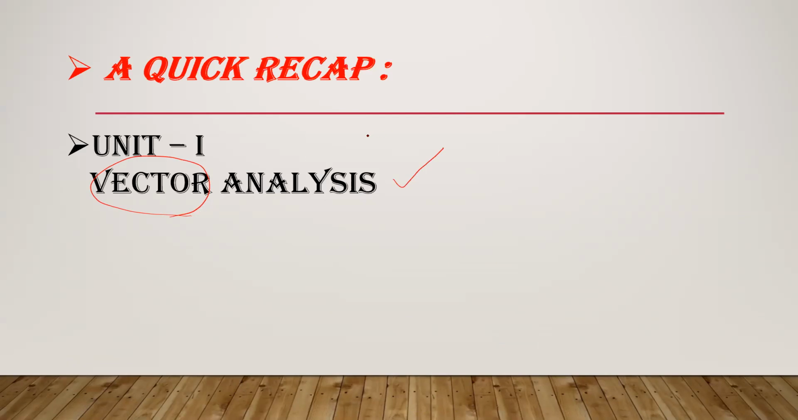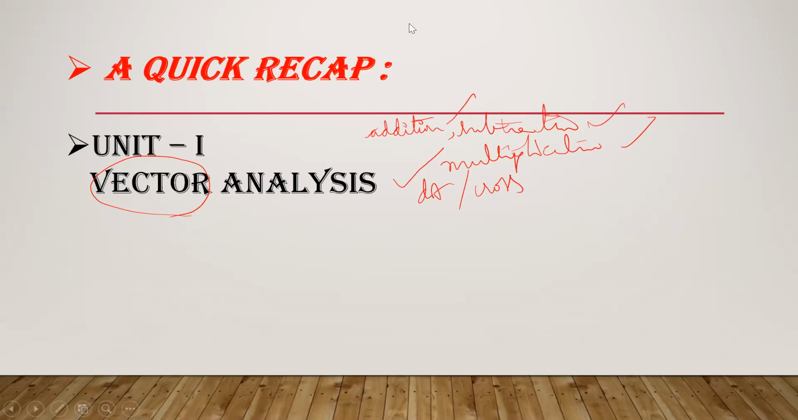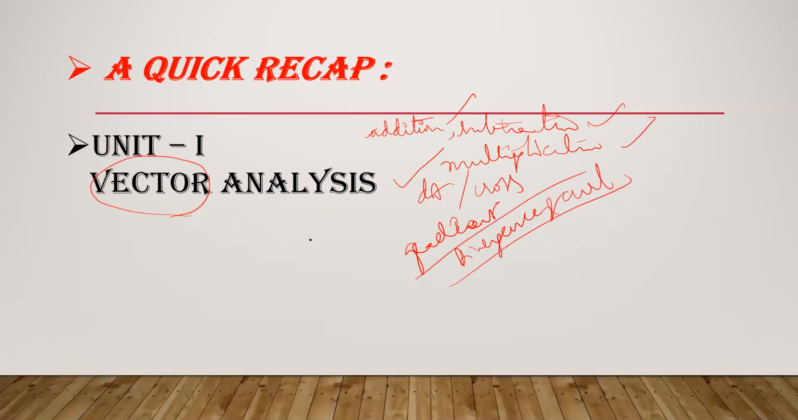We have learned the operations: addition, subtraction, and multiplication. And various properties related to these three operations we have learned. That is dot product and cross product. They are the major things we have learned. Next, we have come to theorems based on gradient, divergence, and curl. We have learned these three topics related to vector analysis.